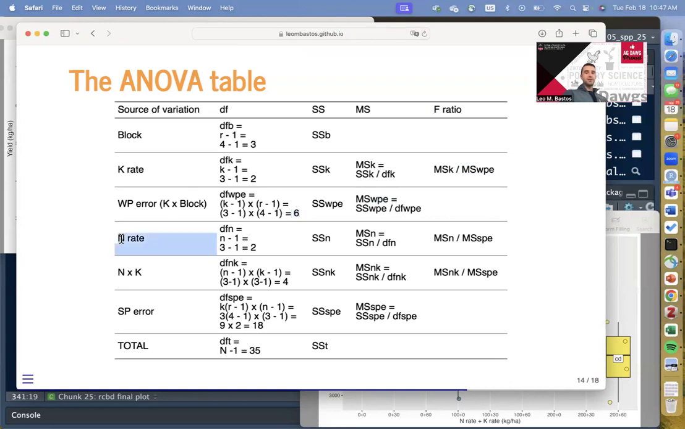The effect of nitrogen rate and potassium rate are being tested with the mean squares of the split plot error, which is here, and it has 18 degrees of freedom. So the more degrees of freedom you have in the error, the more certainty you're going to have about anything that you're testing here. So we want to have more degrees of freedom in the error.